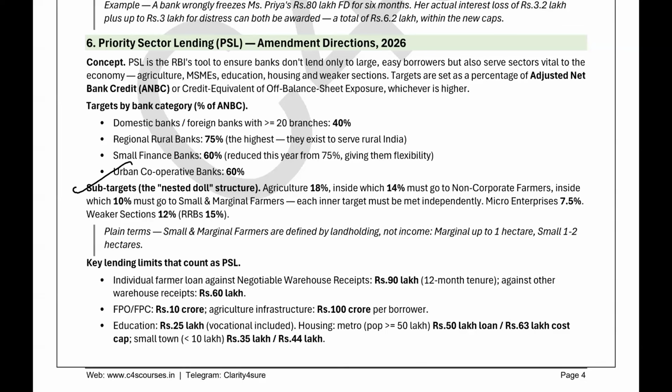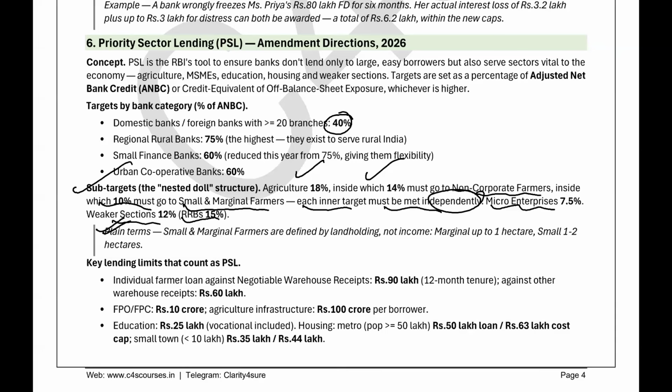Agriculture, you should understand sector wise distribution also, right? It is aggregate. The bank has to meet the 40% target. But sector wise, what is it? Agriculture 18%, inside which 14% go to non-corporate farmers, inside which 10% must go to small and marginal farmers. Each inner target must be met independently. Micro enterprises is 7.5%. Weaker section is 12%, regional rural bank is 15%.